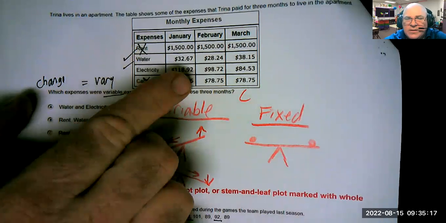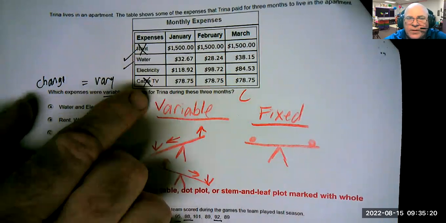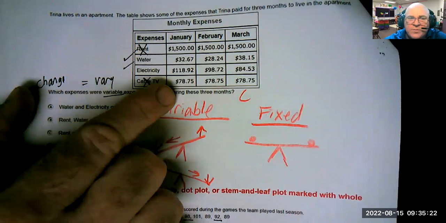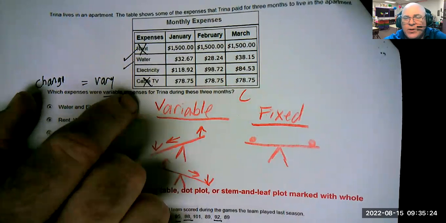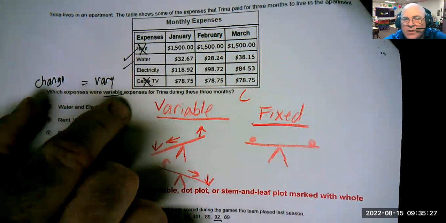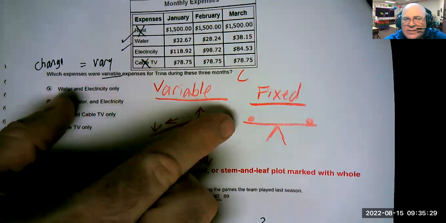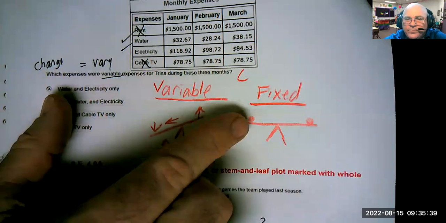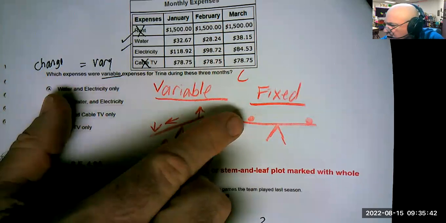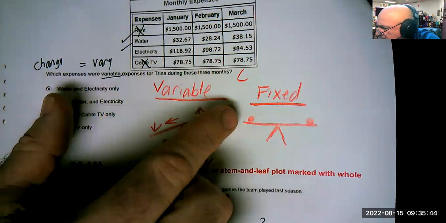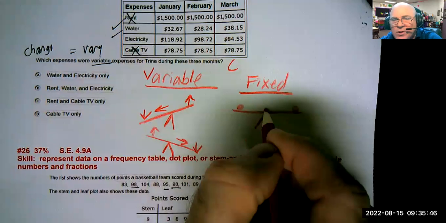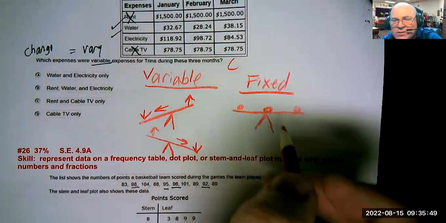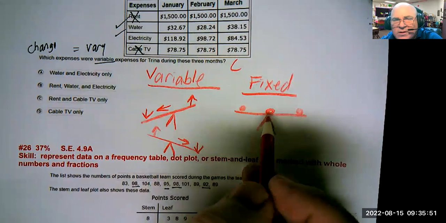Cable, it stayed. So if I was to ask you which expenses were the fixed expenses, which one stayed the same? If the table is not slanted, it's balanced, it stays the same. Those objects on the table would stay in the same place. And just for fun, we'll add 3 little circles, one for each month, that regardless of the month, are going to stay the same.